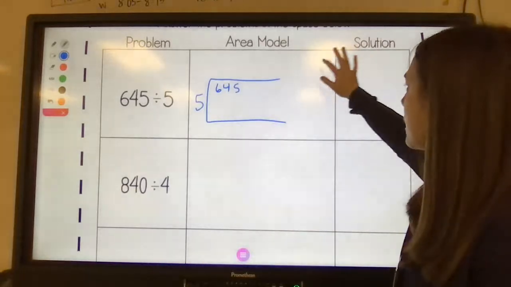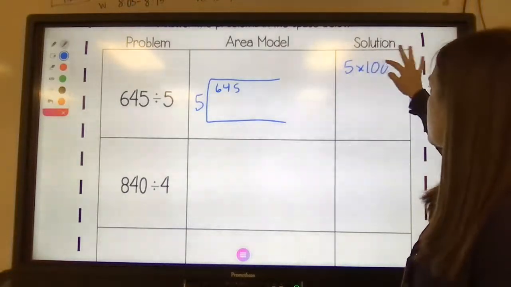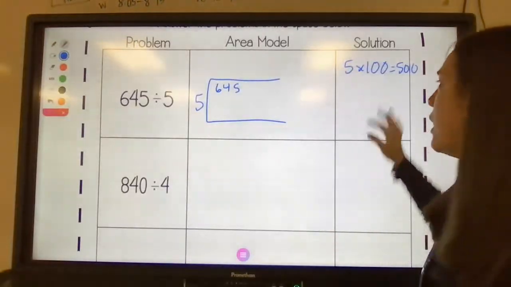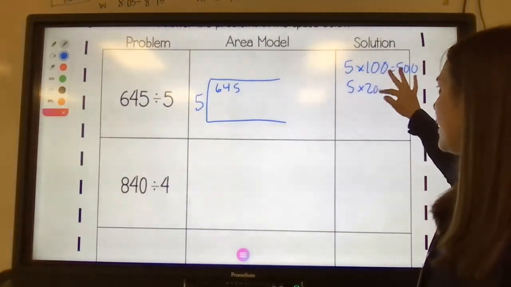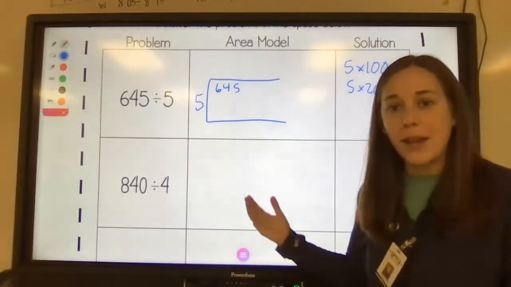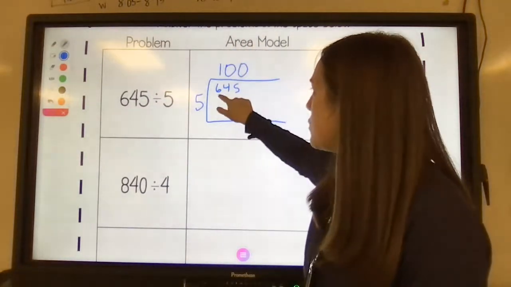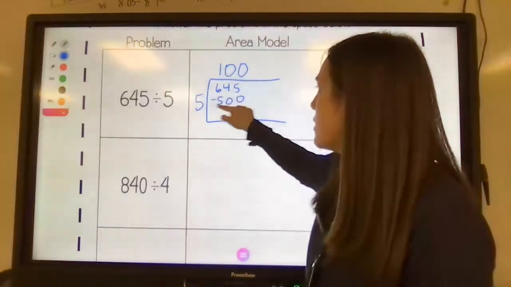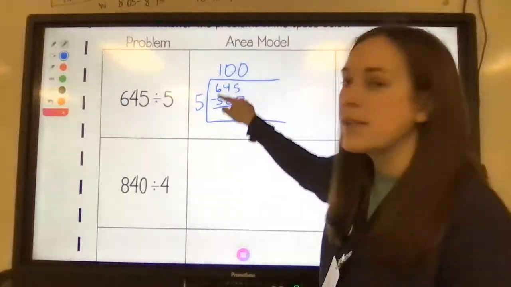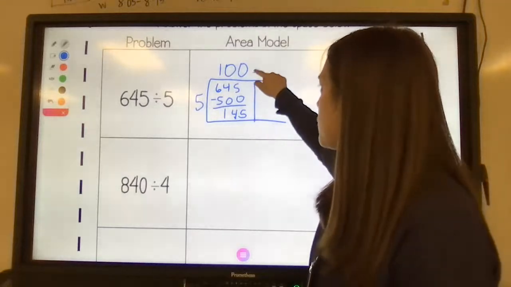I'll do my scratch work over here and then erase it. 5 times 100 is equal to 500, which is pretty close to 645. If I did 5 times 200, that would get me to 1,000, which is too much, so I can't use that, but I can use 100. So I'm going to subtract 500 from my total area. 5 minus 0 is 5, 4 minus 0 is 4, 6 minus 5 is 1, so I'm left with 145. I'll draw my line and keep going.